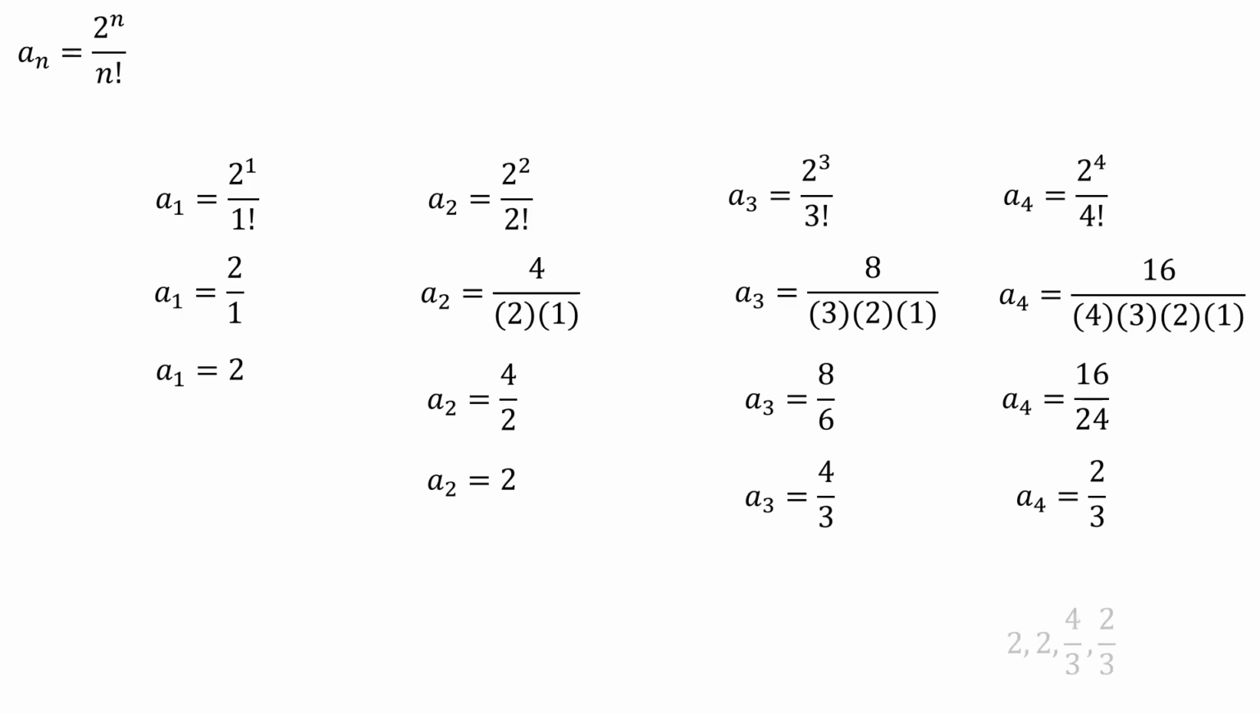So when we get done and we put the list together, it's not such an obvious pattern. We got 2, 2, 4/3, 2/3. But if you look at how these were created, the tops of the fractions were a 2, then a 4, then an 8, then a 16. So the top of the fraction just kept doubling. And on the bottom of the fraction, with the factorials, we're just multiplying by the next number. So there is a pattern, but when you look at the simplified answers, it just looks kind of weird.